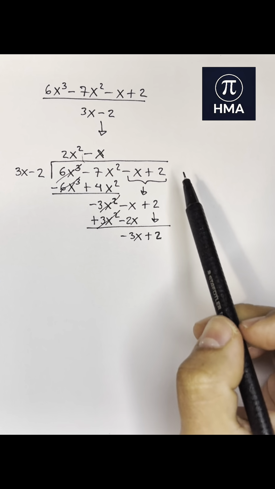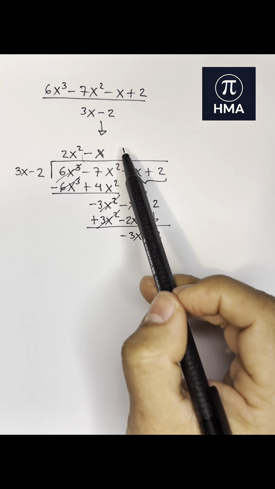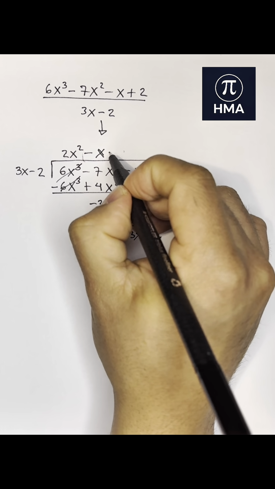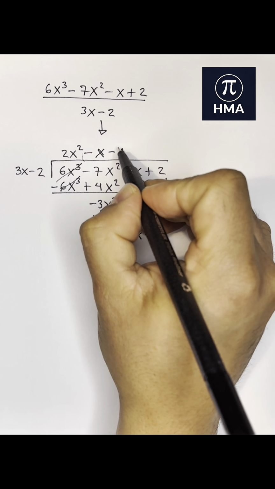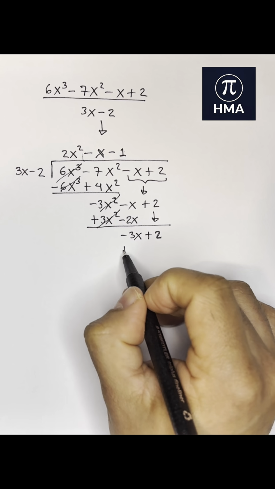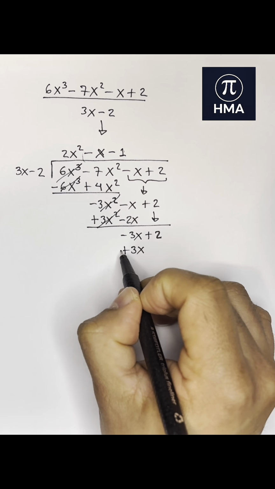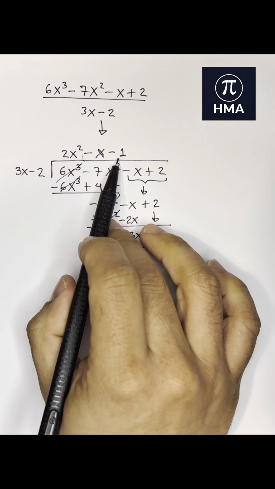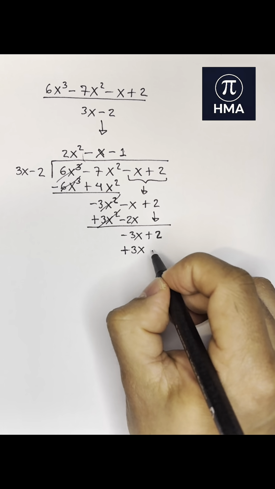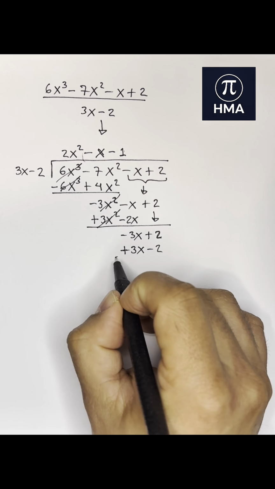Now, we need a term that when multiplied by 3x we get minus 3x. In this case will be minus 1. Minus 1 by 3x will be minus 3x. We change sign again, plus 3x. Minus 1 by plus 2 will result in minus 2. We change the sign, and we perform the subtraction.